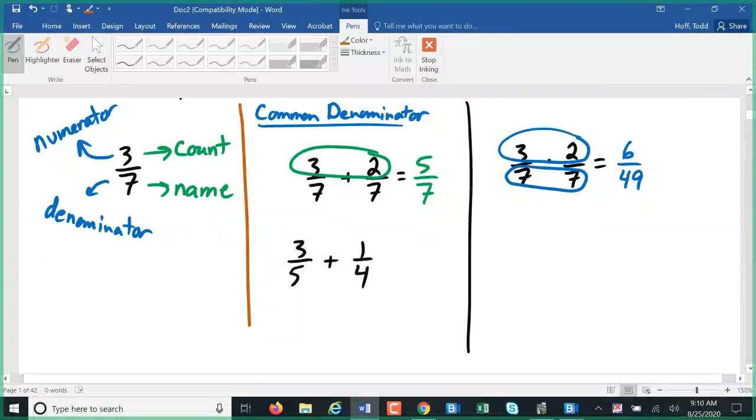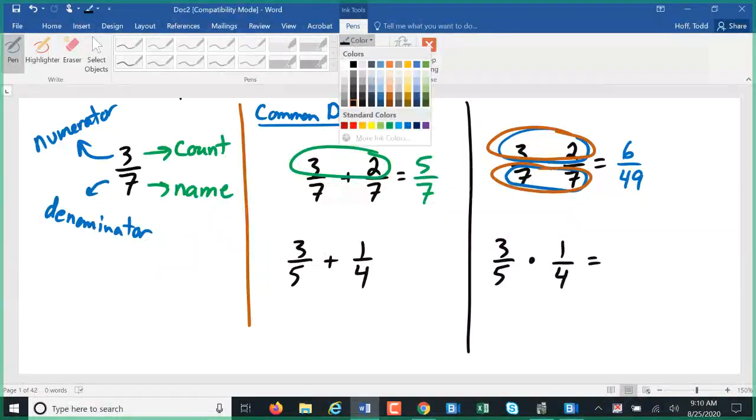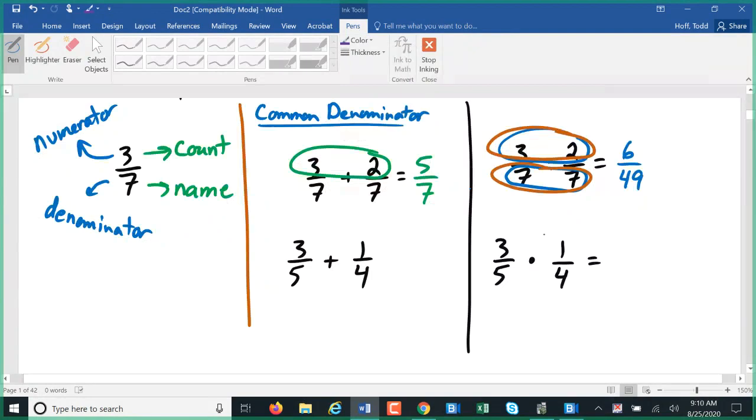If we look back, anytime we multiply numbers, we combine the counts, and then we also combine the names. Again, no special rules for fractions. If I look at my 3/5 and my 1/4, if I had 3/5 times 1/4, it doesn't matter that they have different names. I'm just going to combine the counts. 3 times 1 is 3. Combine the names. 5 times 4 is 20. So I get 3/20.